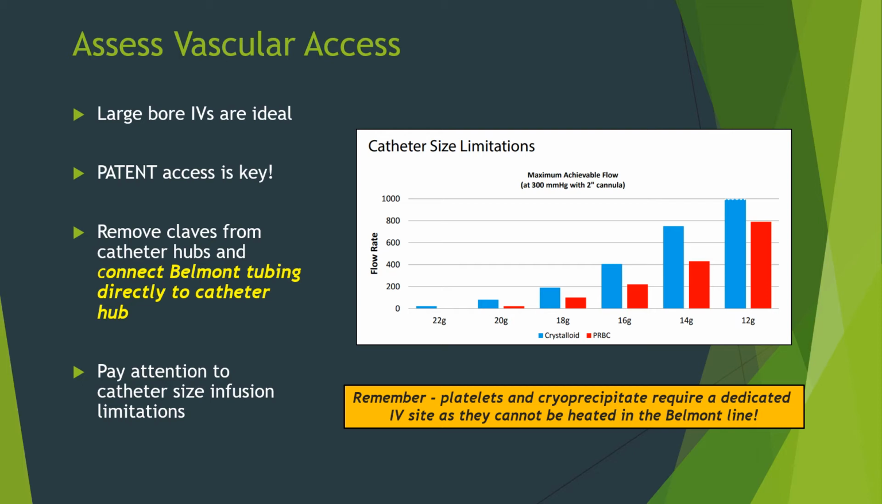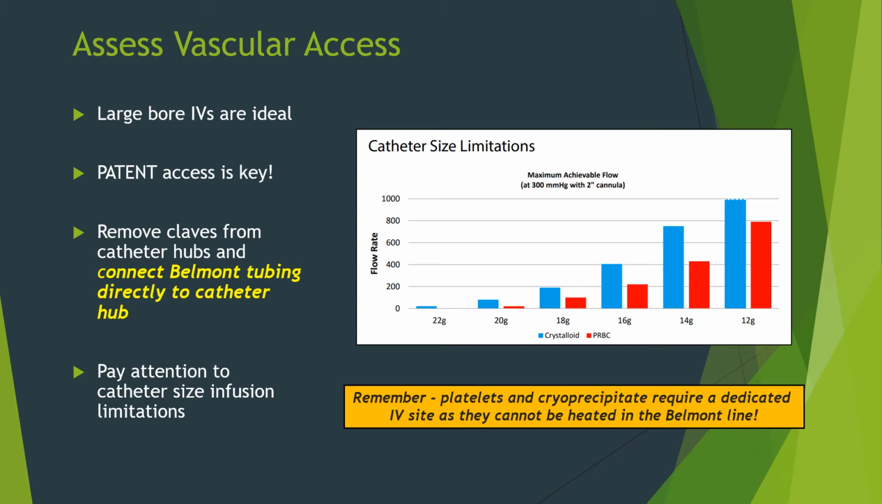As you can see here, there's a chart that's provided with the Belmont that indicates the maximum achievable flow rate for each gauge catheter. It's also important to remove claves and connect Belmont tubing directly to catheter hubs. This will reduce the amount of resistance that the claves present when trying to achieve rapid flow.